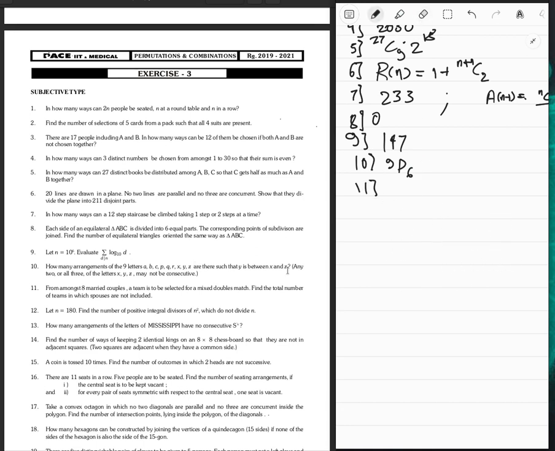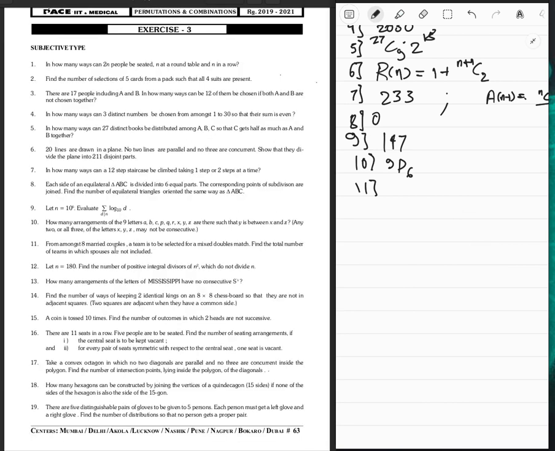11th. From amongst 8 married couples, a team is to be selected for a mixed doubles match. Find the number of teams in which spouses are not included. Okay, 8 married couples. So if you are selecting, you cannot select both spouses. Right, so it's like a choice of whether you select the male spouse or the female spouse. Exactly.